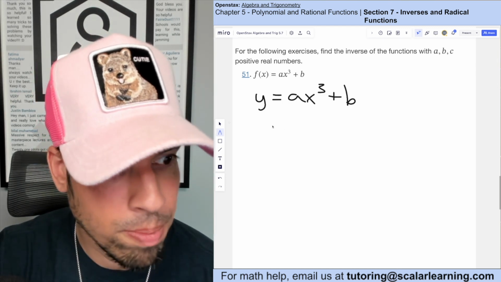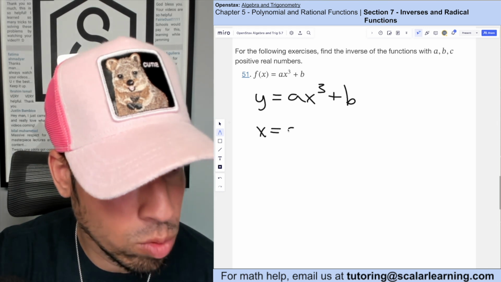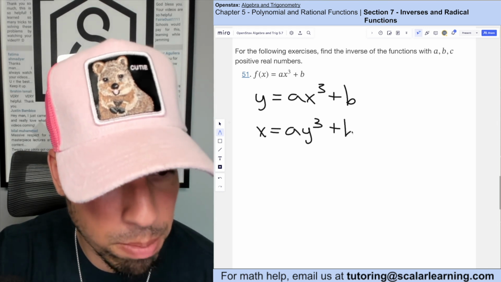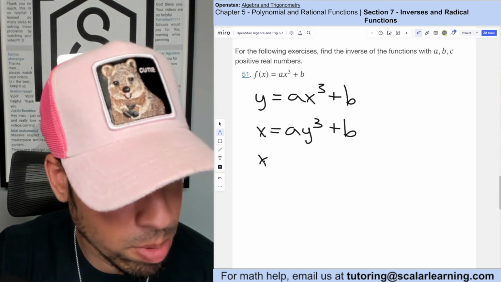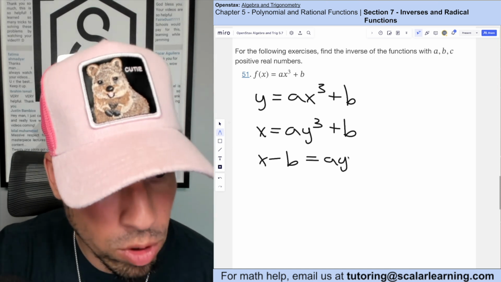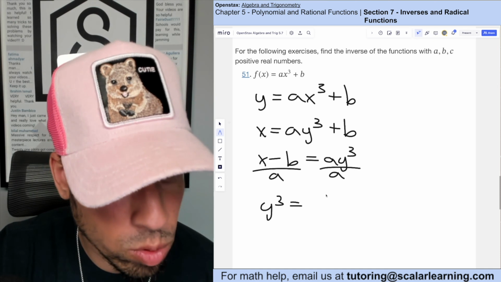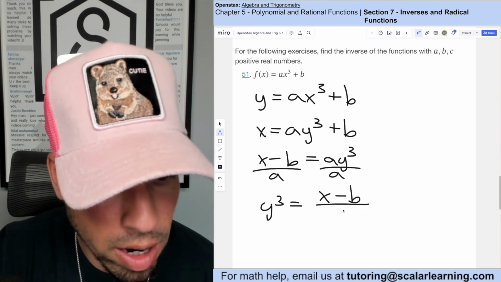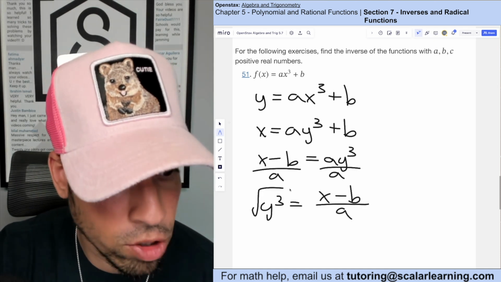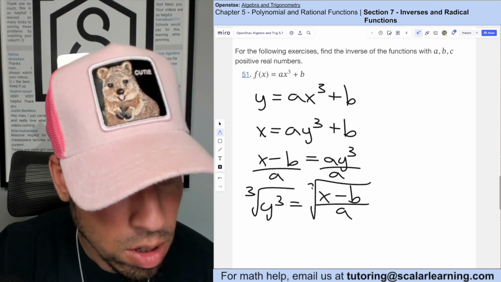So for this one, we're going to start by replacing the f of x with y. Then we're going to swap the x and the y. So we got x equals a y cubed plus b. Then we're going to isolate y. So we're going to start by subtracting b. Then we're going to divide both sides by a. And then we got y cubed equals (x minus b) over a. Last step is I'm going to do the opposite of cubing, which is taking the cube root of both sides.